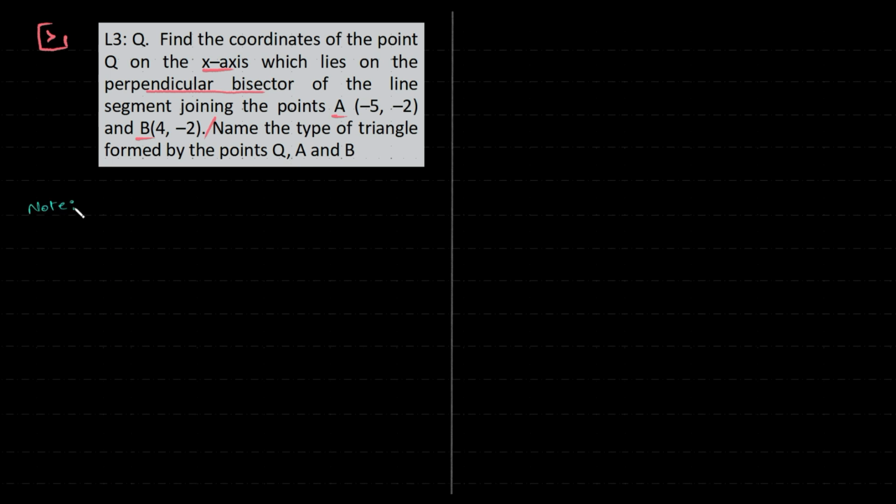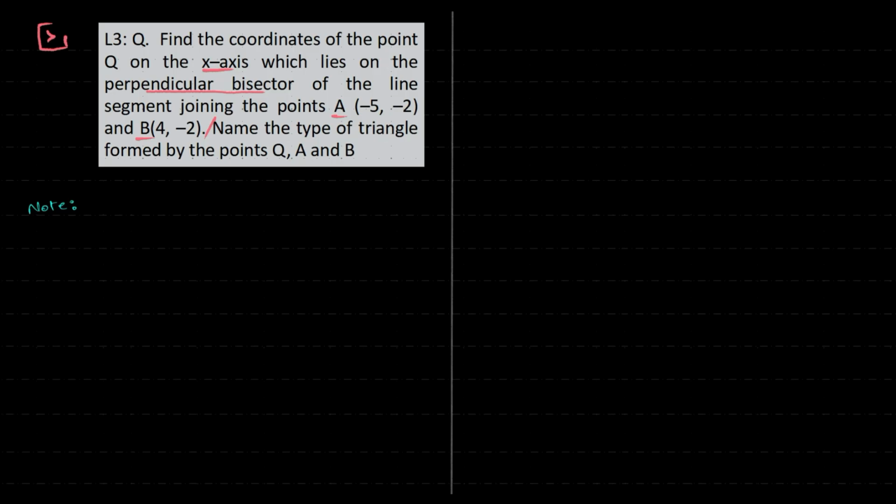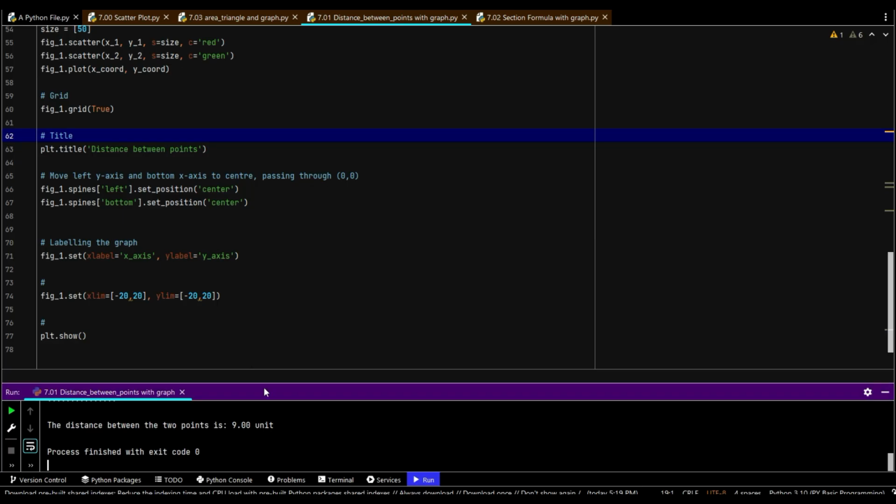First thing is, let's understand the question. First is your perpendicular bisector. What does it mean? A perpendicular bisector is a line that makes an angle of 90 degrees and bisects the concerned side. Okay, and let me actually show this as well.